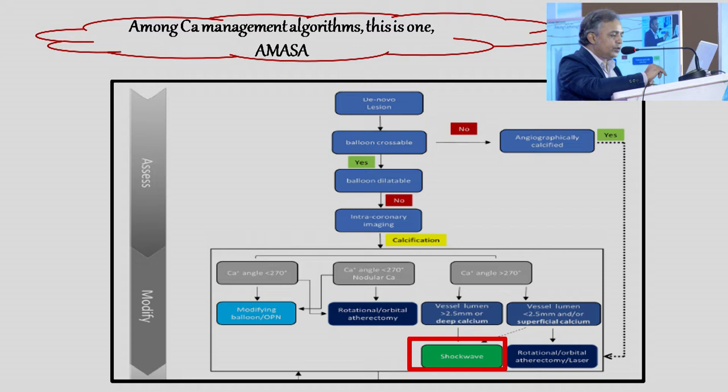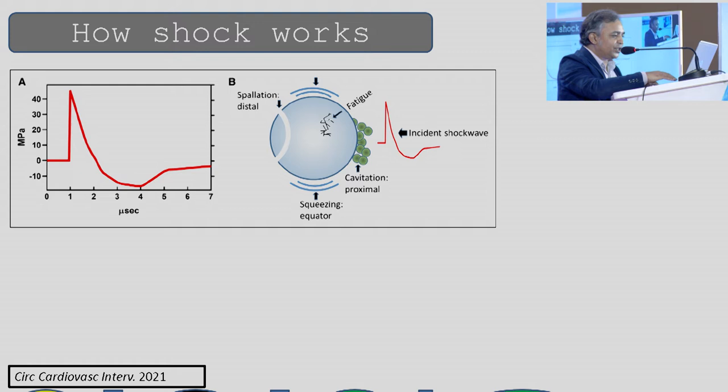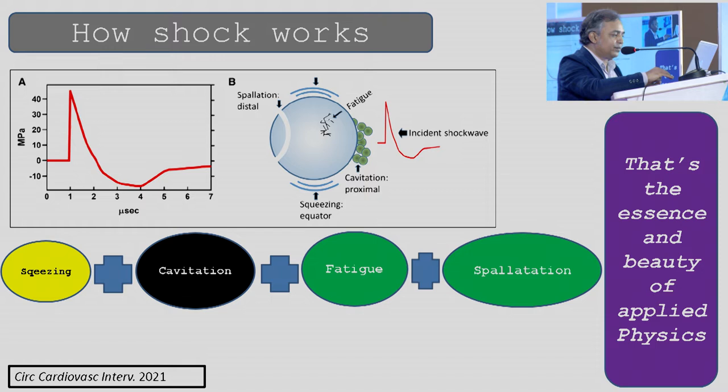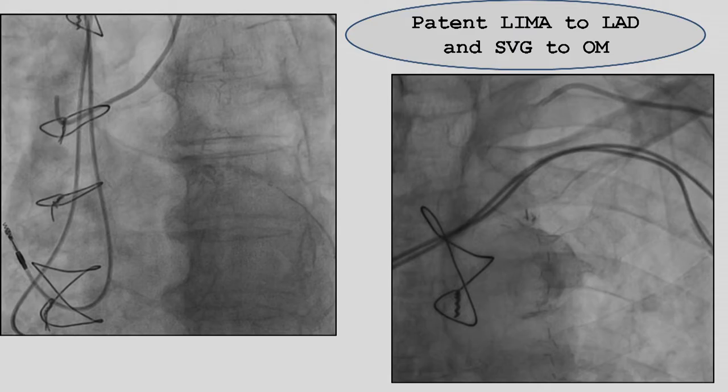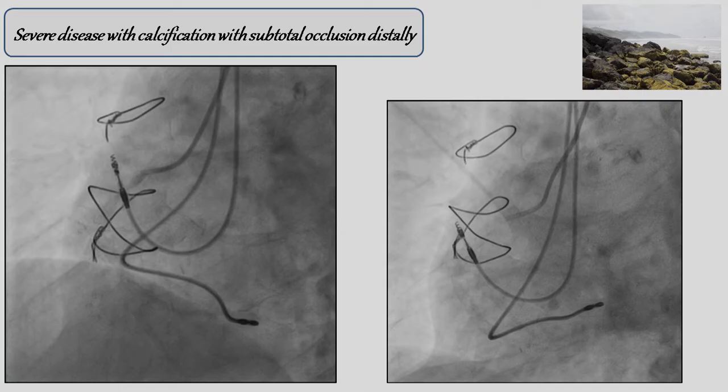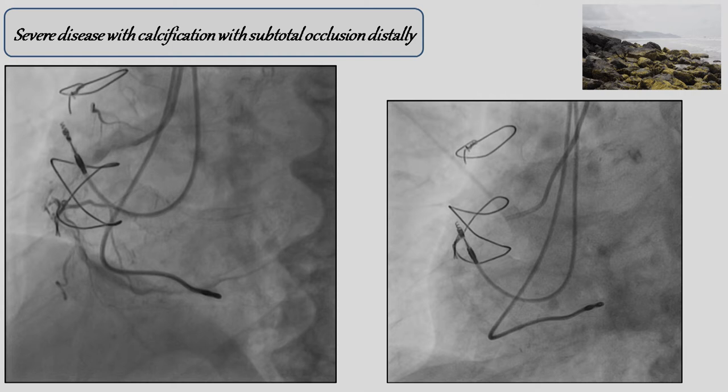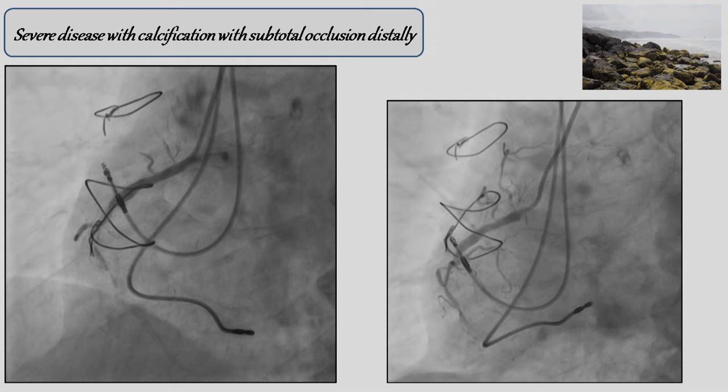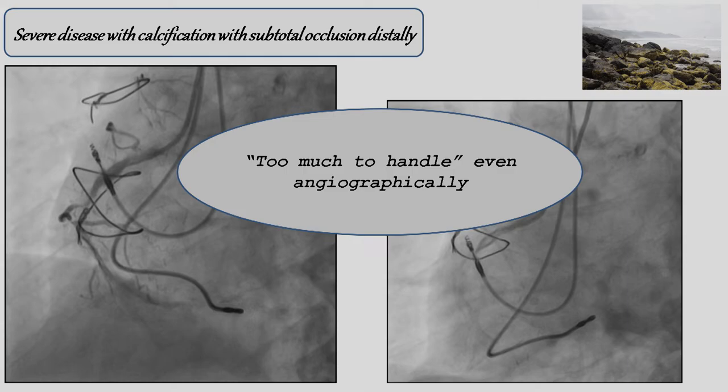How shock works is obviously totally an applied physics thing. I sometimes can't even understand it: squeezing, then it causes cavitation, then fatigue, and ultimately spallation, and ultimately it cracks the calcium. So let's see a case, a 70 year old post-CABG case. Severe calcium is predicted there, and of the grafts, LIMA to LAD and SVG to OM are patent, but what about that unprotected RCA, which is almost subtotally occluded? Even angiographically you can appreciate how much calcium there is, so too much to handle even angiographically.